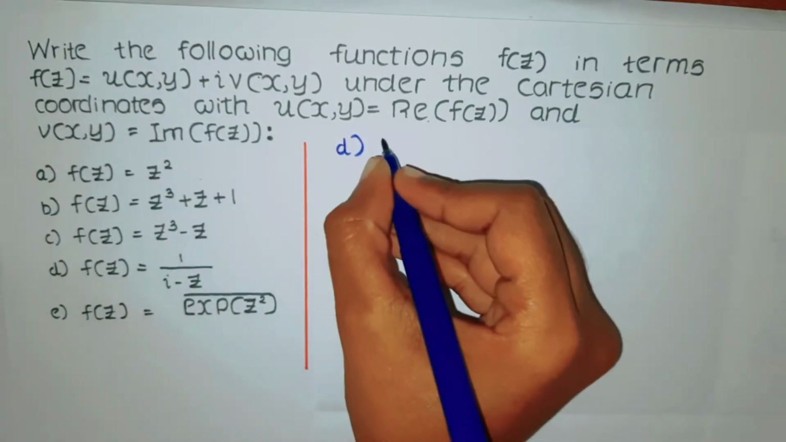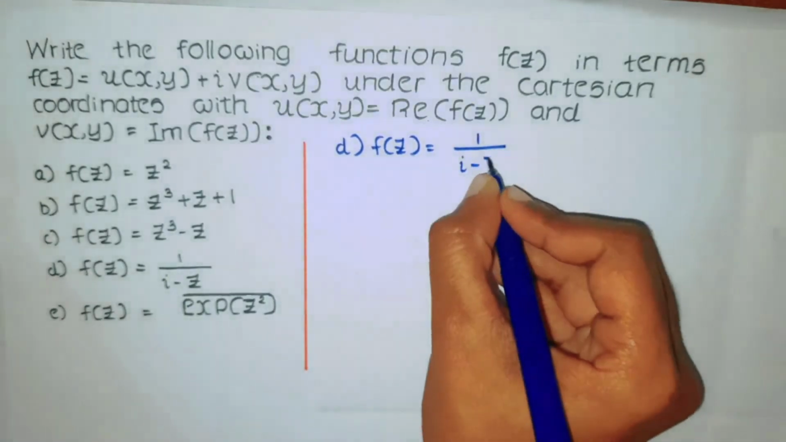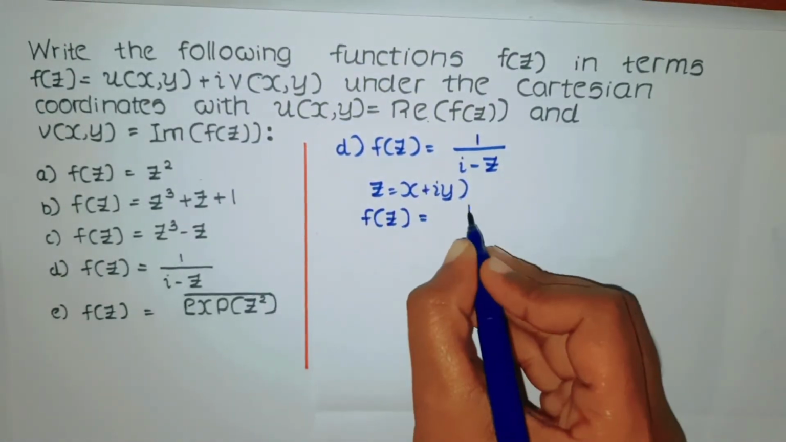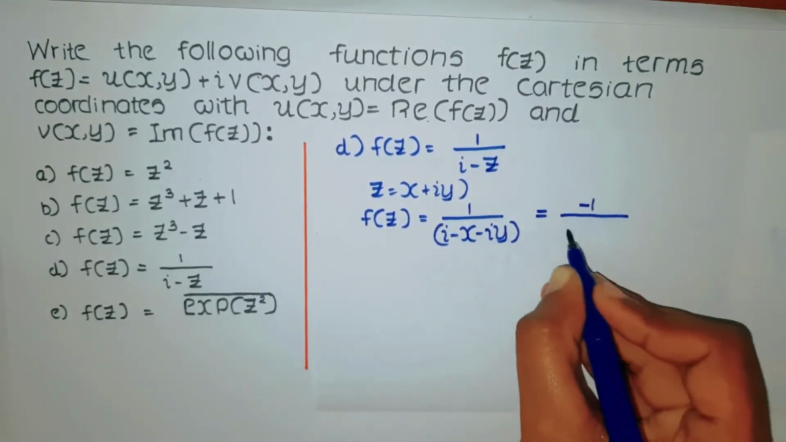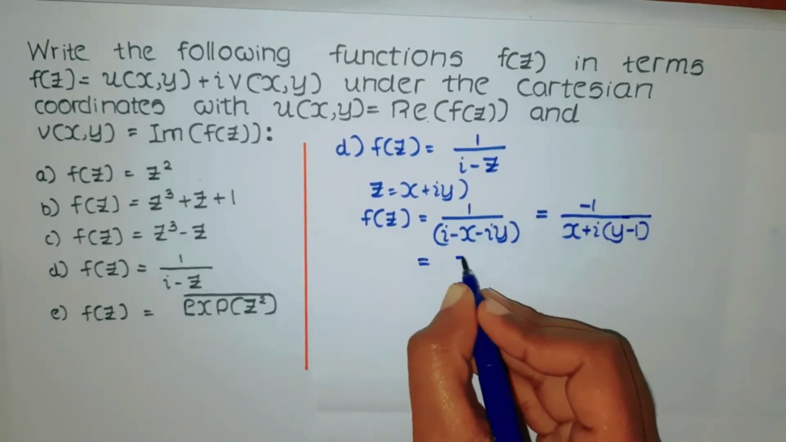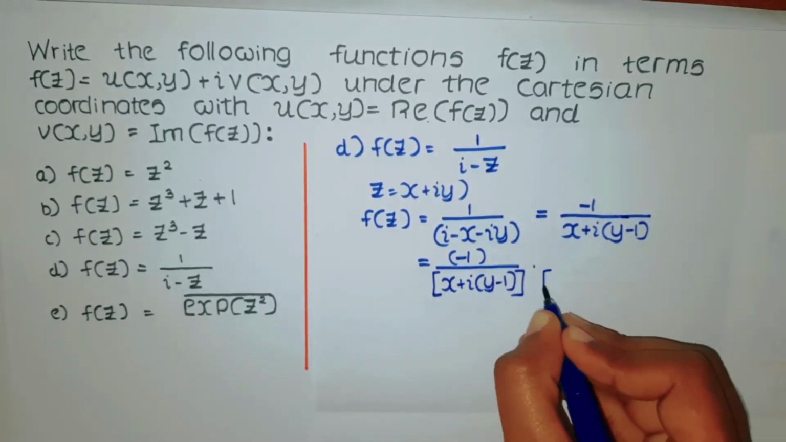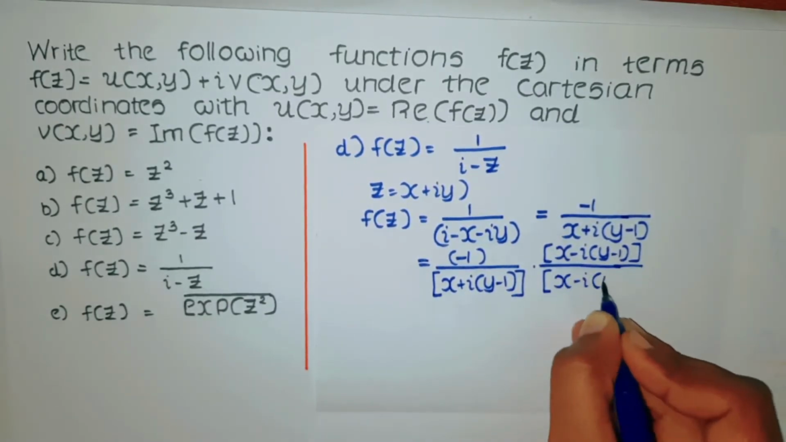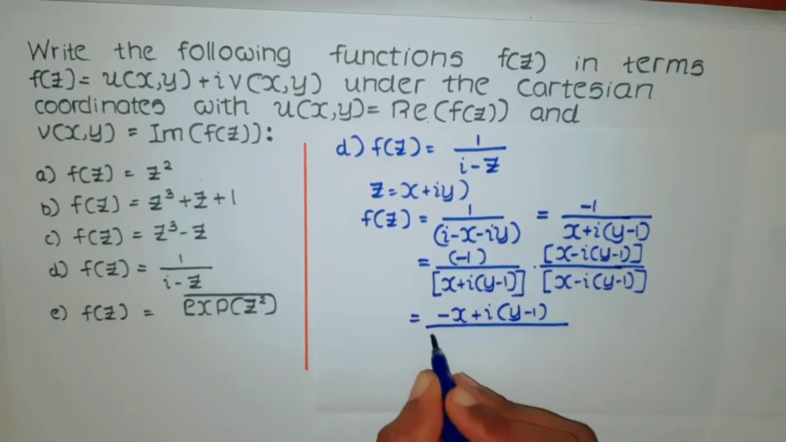Then part D, it is somewhat different. f(z) equals 1 upon i minus z. As the previous, we take z as x plus iy and then we substitute instead of z. Then multiply the denominator and numerator by the conjugate of the denominator. You all know what conjugate is. If there is any imaginary part, we change the sign of the imaginary part. The denominator is the difference of two squares.